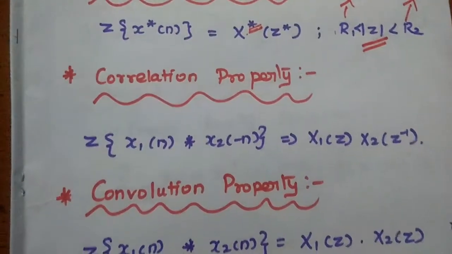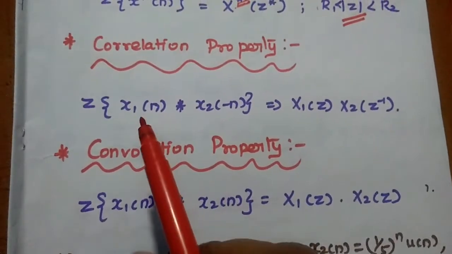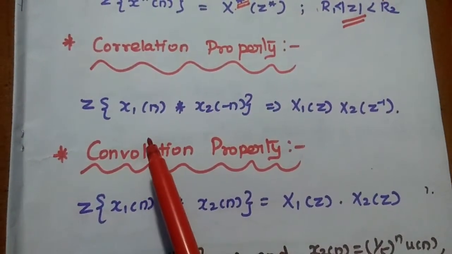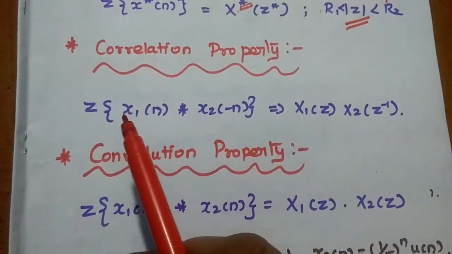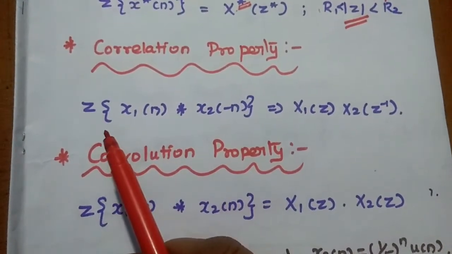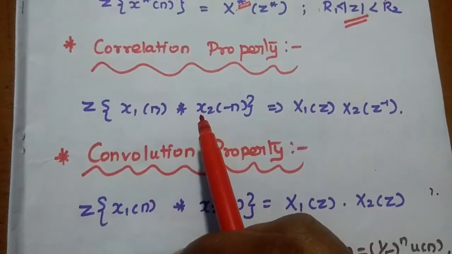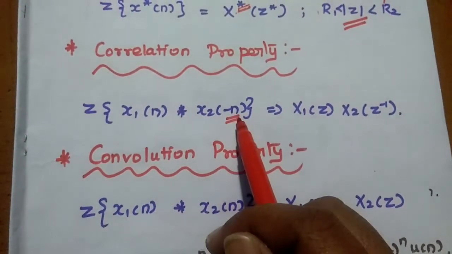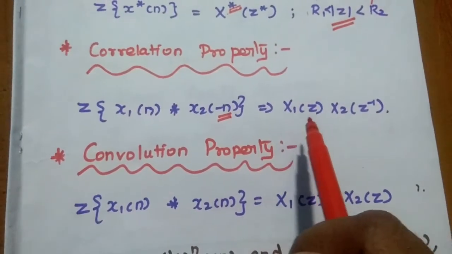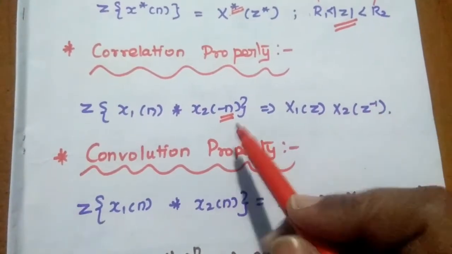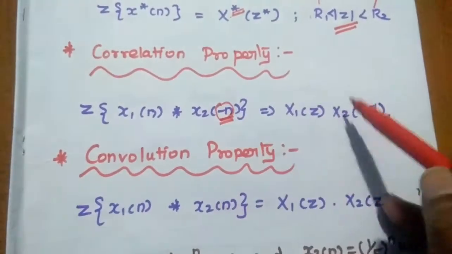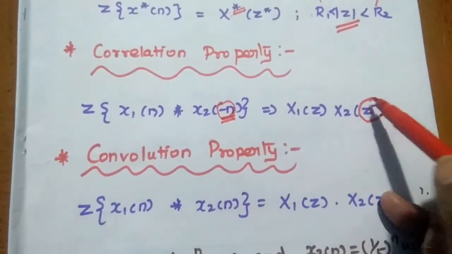Next, correlation property. If I take the correlation between x1 of n and x2 of n, it is given like this. Z transform of x1 of n star x2 of minus n results in X1 of z into X2 of z power minus 1. So time reversed means its frequency domain is getting inversed.